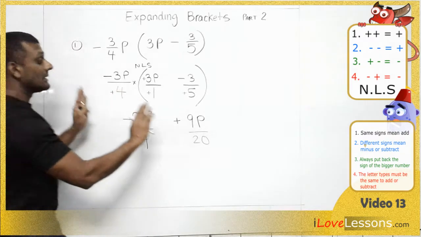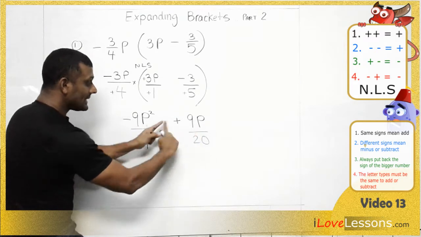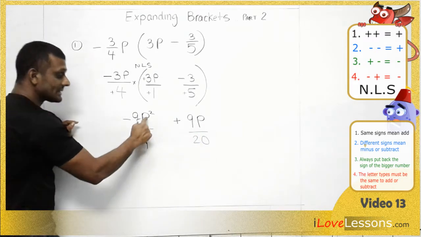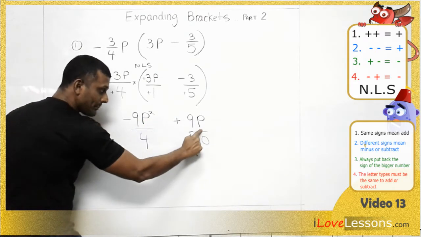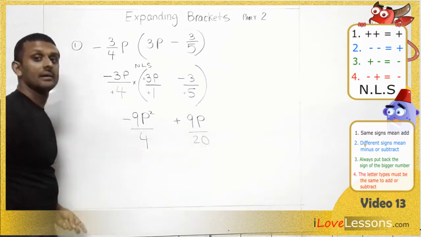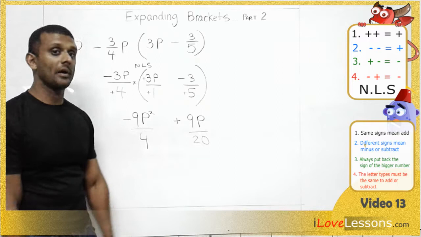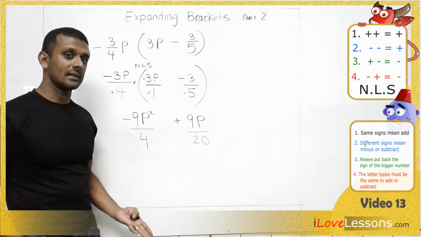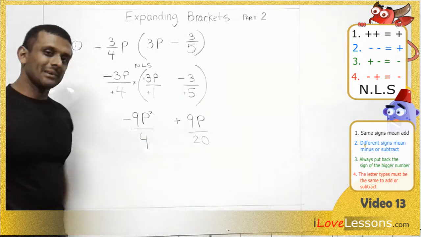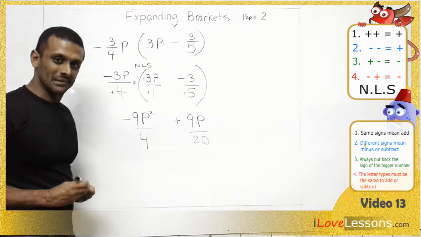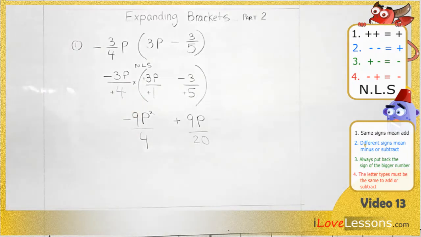Now, it's not possible to combine these two to get one answer, because he has a P squared and he has a P. P squared and P are considered to be different in maths. So there's no hope of squishing them together to get one answer. This was a pretty simple question. Let's try a harder one.